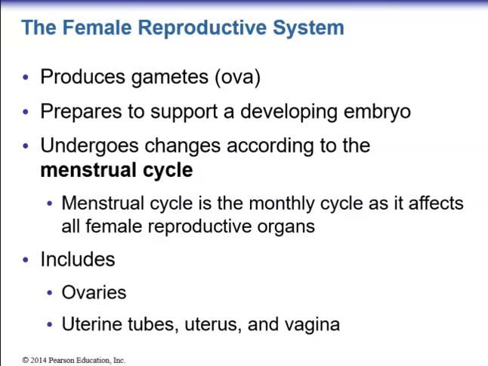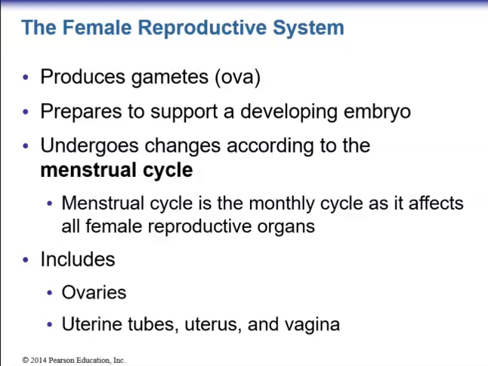Hey everyone, it's Dr. Marcon with part 2 of chapter 25, Reproductive System, starting this part with the female reproductive system. So the female reproductive system also produces gametes in the form of ova.